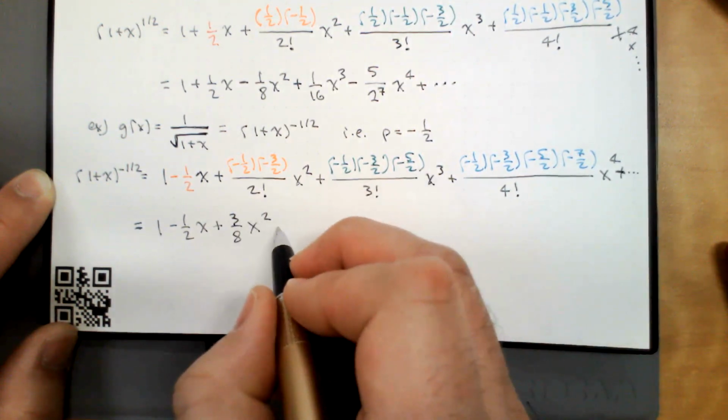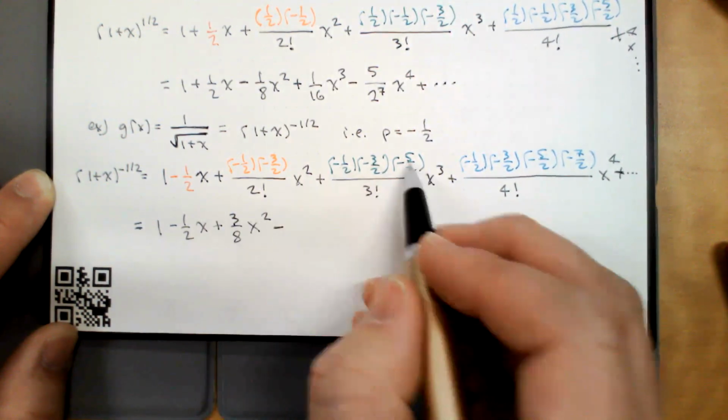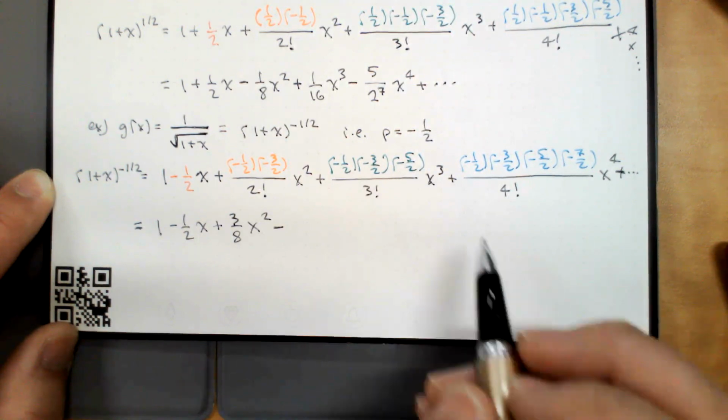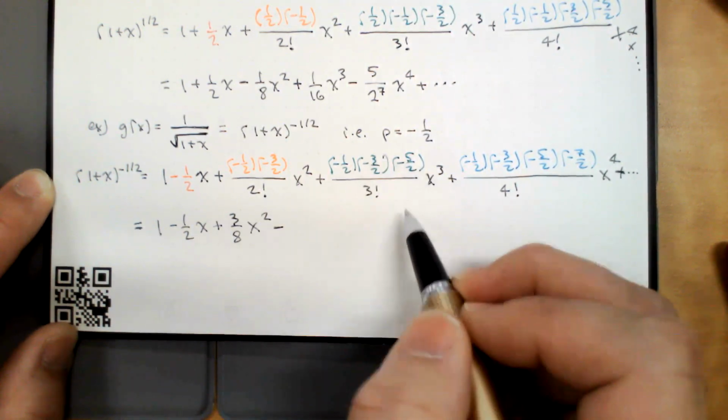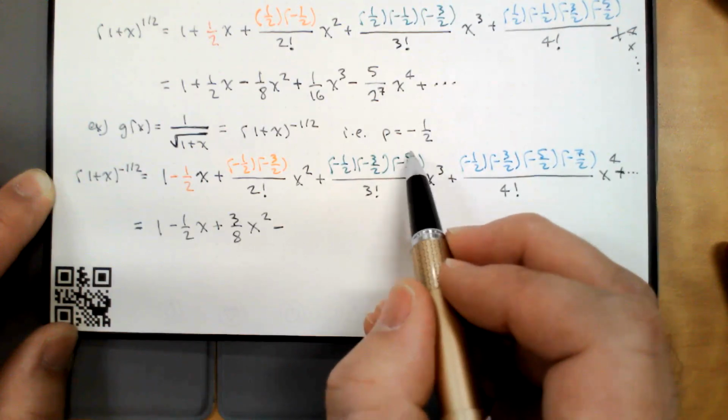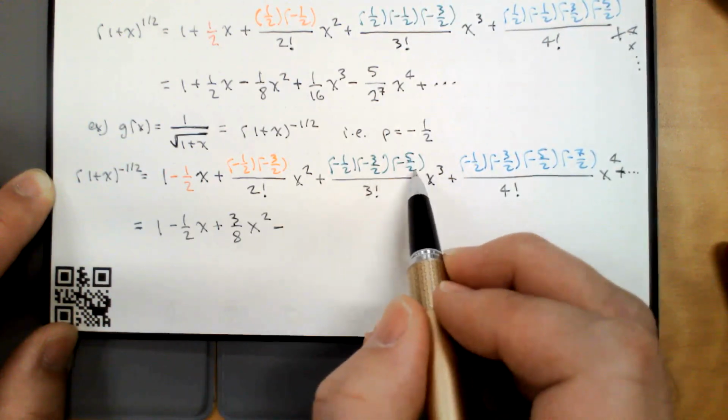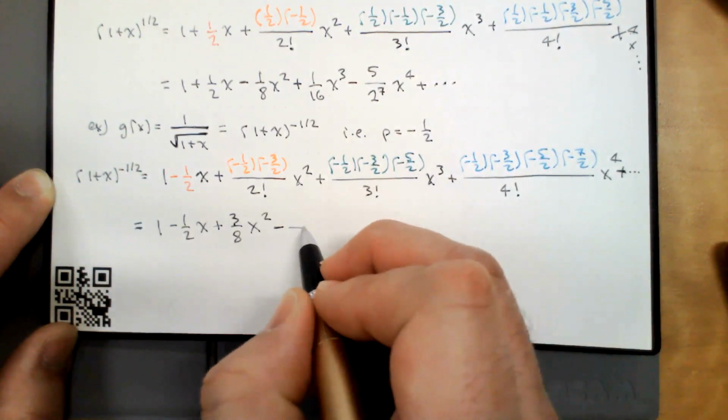The next term will be negative because there's 3 negatives. And here the 3's cancel out a term earlier than they did in the previous one. But we still have a 5 in the numerator and a 2, 2, 2, and another 2. So minus 5/16.